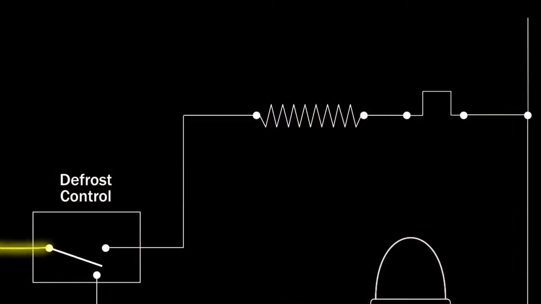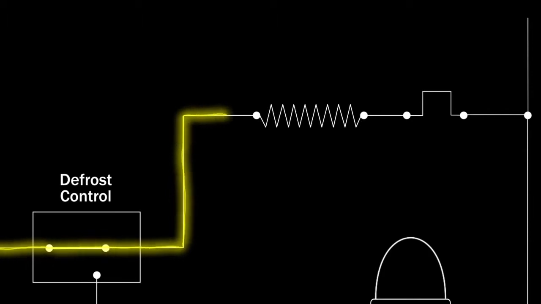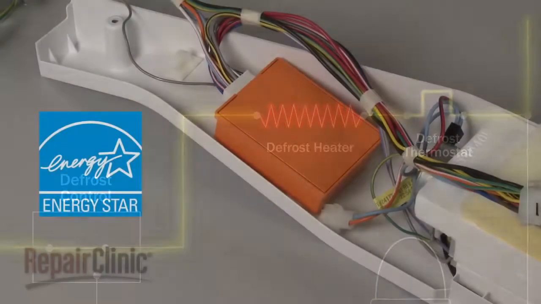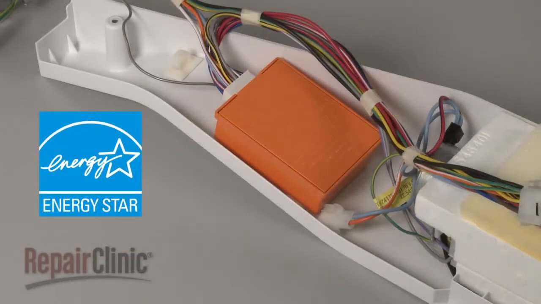A defrost timer turns the heater on for about 25 minutes 2 or 3 times a day to prevent the evaporator coils from frosting over. A defrost control board will also turn the heater on periodically, but will regulate it more efficiently.